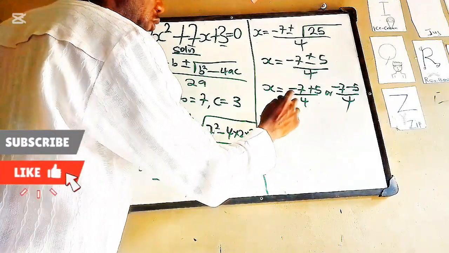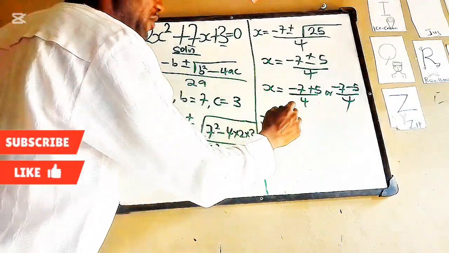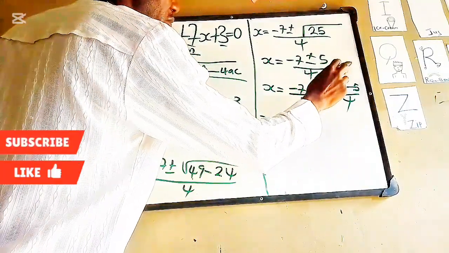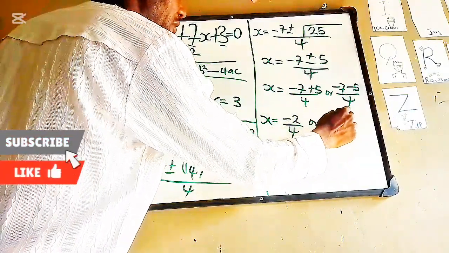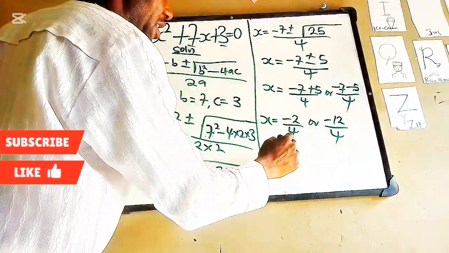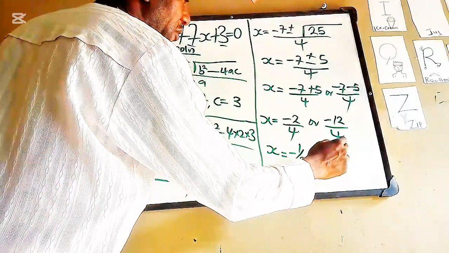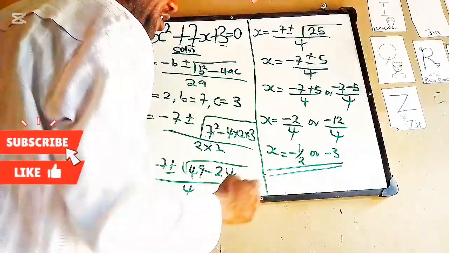Therefore x equals minus 7 plus 5, which is minus 2, over 4, or minus 7 minus 5, which is minus 12, all over 4. Therefore x equals minus 1 over 2 or minus 3. And this becomes the final answer.